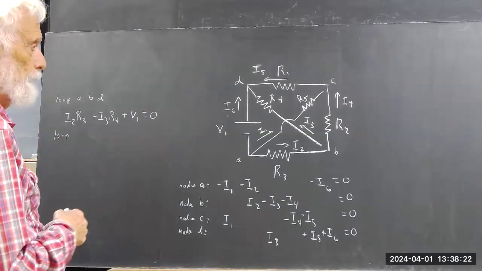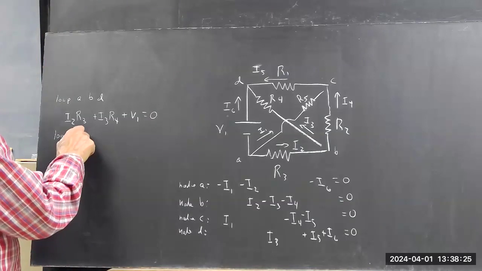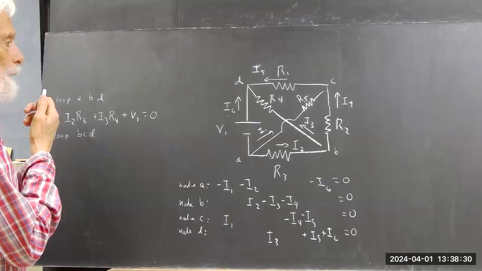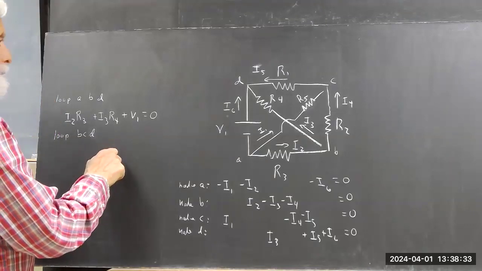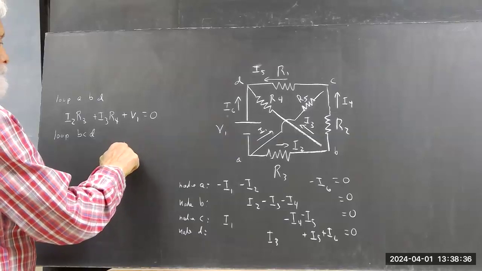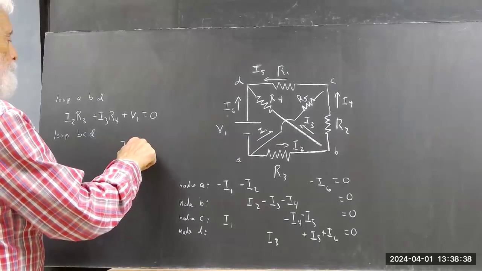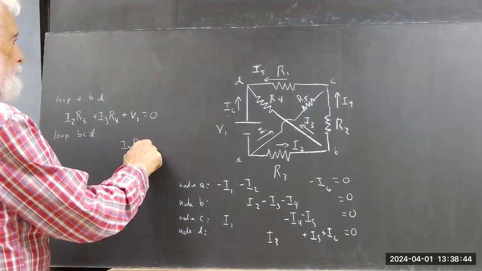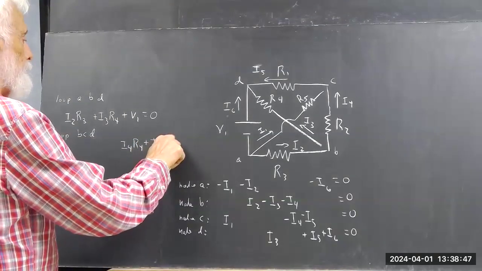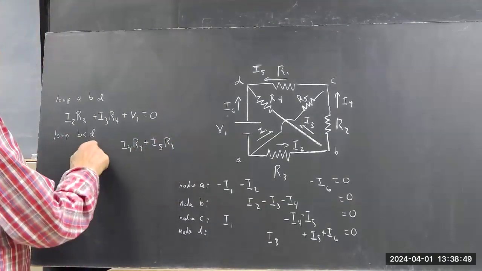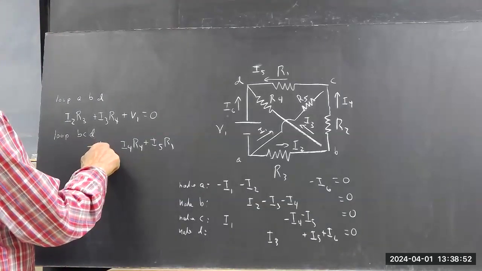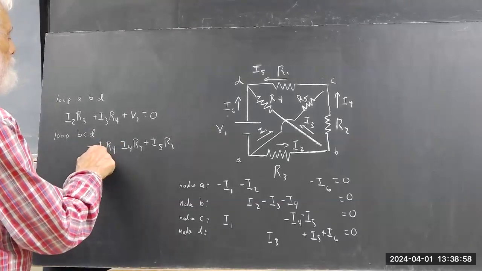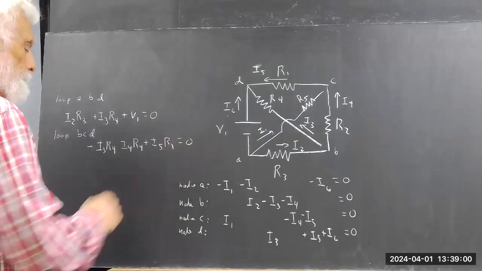And then, like any other loop, I'm going to do B, C, D. And I'm going to get I4, R4, I5, R1, minus I3, R4, which is 0.